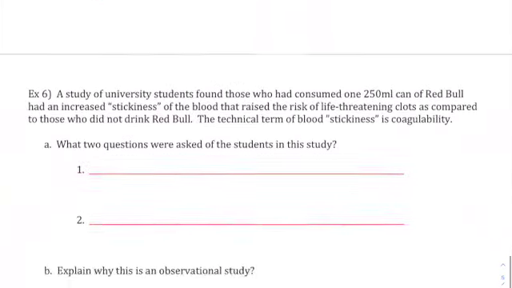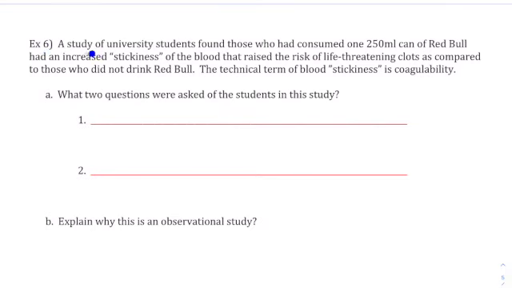All right, going on to example number 6. Example 6 says a study of university students found those who had consumed 250 milliliter cans of Red Bull had an increased thickness of the blood that raised the risk of life-threatening clots as compared to those who did not drink Red Bull. The technical term for the blood thickness is coagulability.